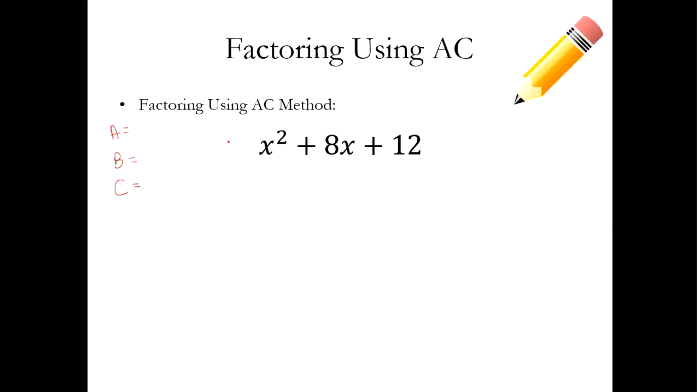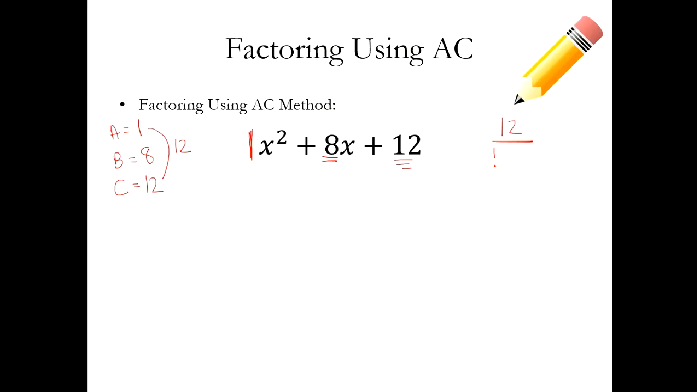So, notice guys, there is nothing in front of my x squared, so we're going to assume that's a 1. So my A would be 1, my B will be 8, and my C is 12. Okay? So now I've identified my A, B, and C. Now what we're going to do is multiply A and C together. So 1 times 12, that is 12, right? So now over here, I'm going to list all the factors of 12.